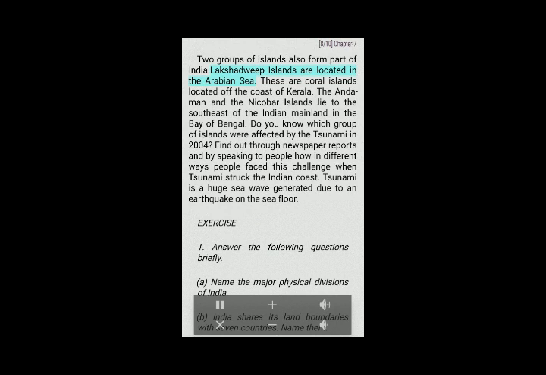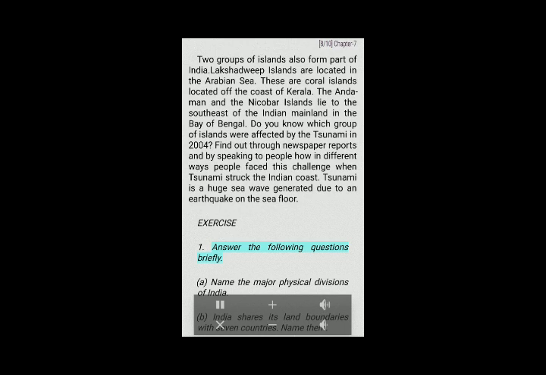Two groups of islands also form part of India. Lakshadweep Islands are located in the Arabian Sea. These are coral islands located off the coast of Kerala. The Andaman and the Nicobar Islands lie to the southeast of the Indian mainland in the Bay of Bengal. Do you know which group of islands were affected by the tsunami in 2004? Find out through newspaper reports and by speaking to people how in different ways people faced this challenge when tsunami struck the Indian coast. Tsunami is a huge sea wave generated due to an earthquake on the sea floor.